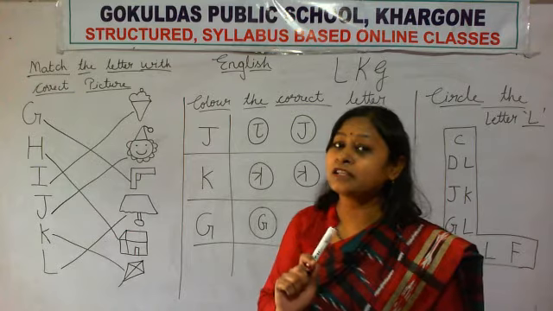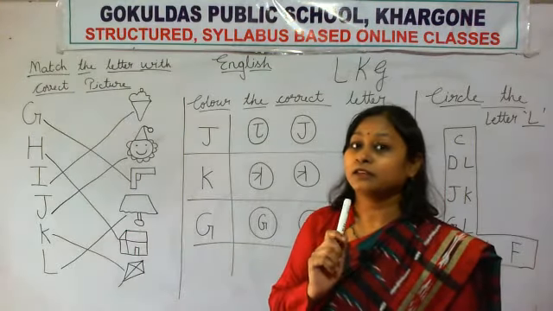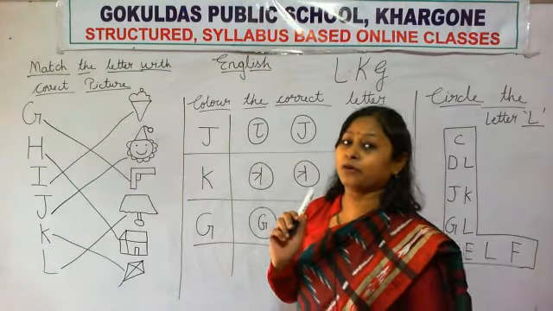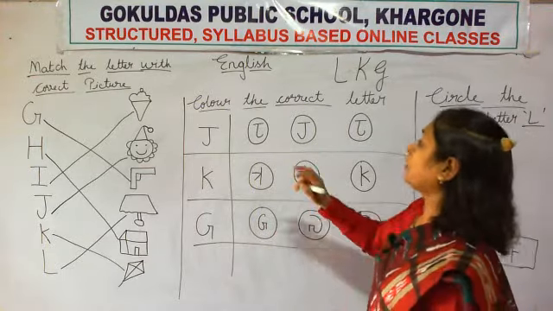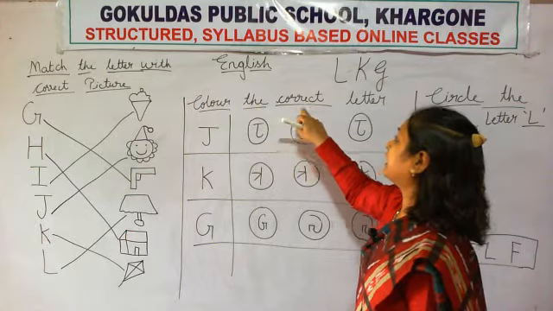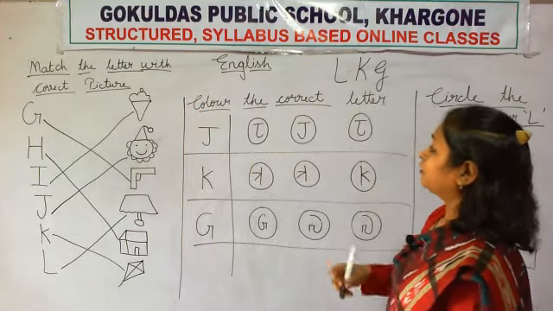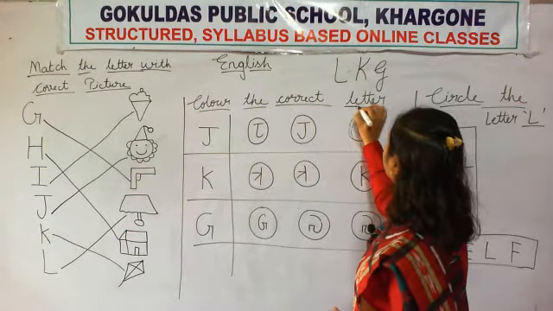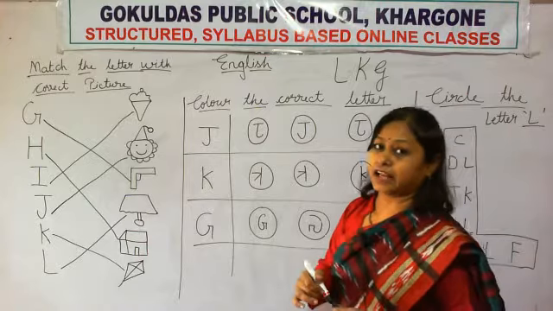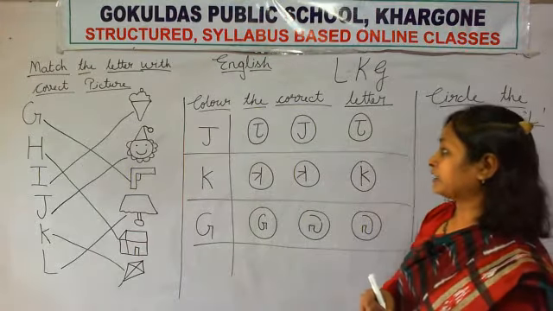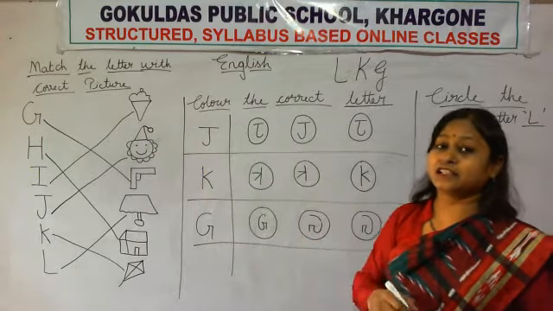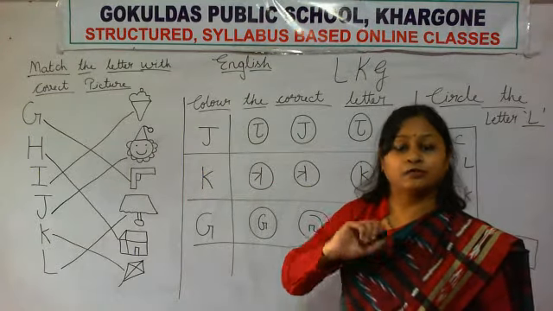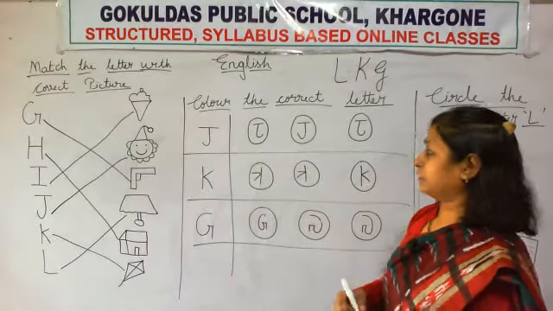Don't make noise. Okay, look here at the board. Fold your hands and look at the board. Now, color the correct letter. What you have to do? Color the correct letter. That means, look here. Which letter is written correct? We have to color that letter.